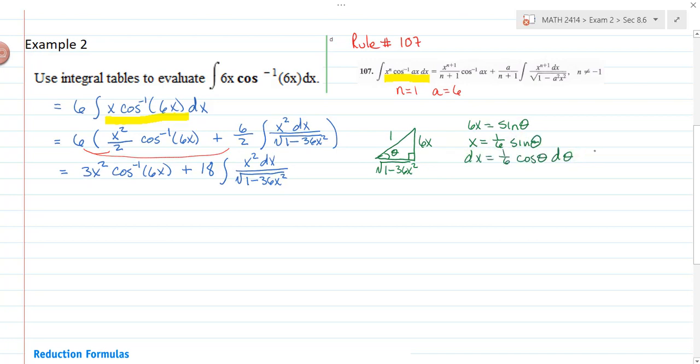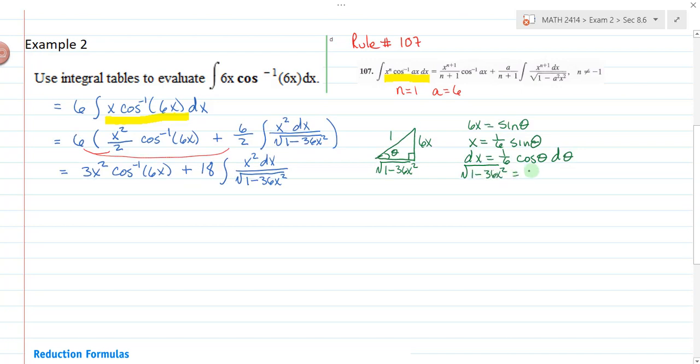1/6 cosine theta d theta. The derivative of sine is positive cosine. So I know what I'm going to plug in for x, and I know what I'm going to plug in for dx. I need to now figure out what I'm going to plug in for the radical. Well, that radical is on the adjacent side, and if I put that over the hypotenuse, I just get the radical, and that radical is 1 minus 36x squared.